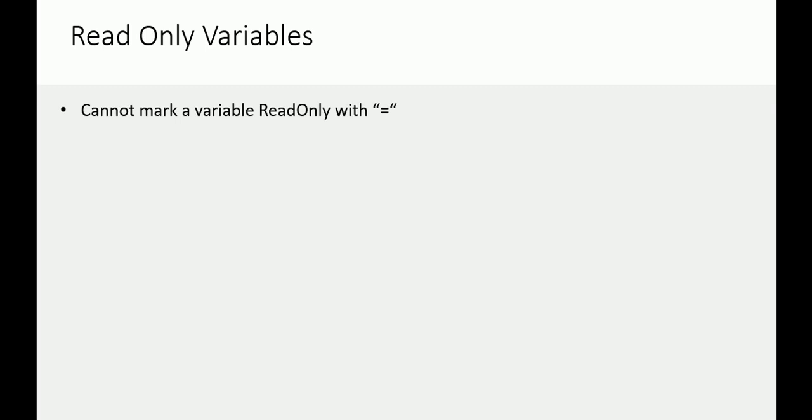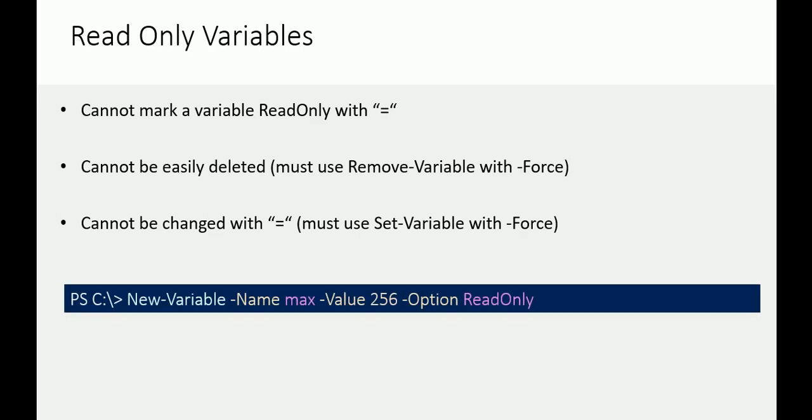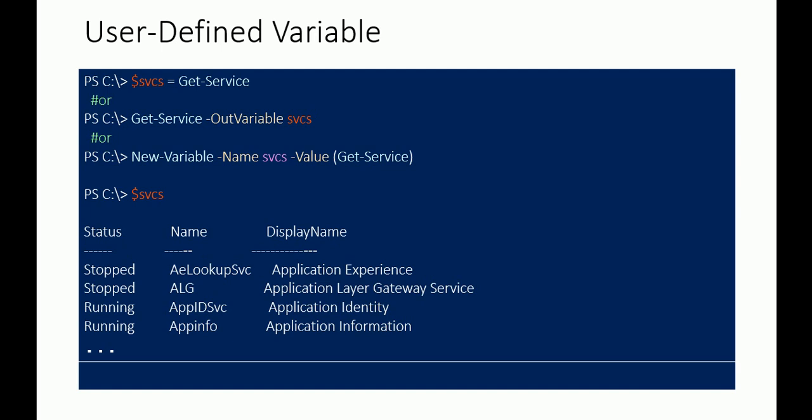Read only variable, you cannot make a variable read only with the question mark, and these are some of the definitions. Let me show you the practical user defined variable. Here is the example of $svcs, where the get service status value is stored in this variable. And another way you can use to store a variable is get-service -OutVariable and give the variable name.